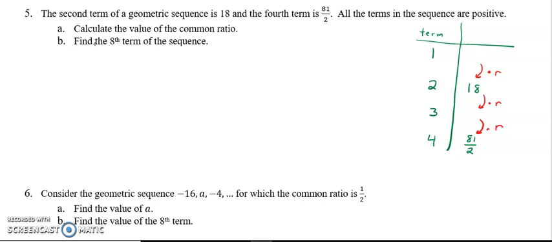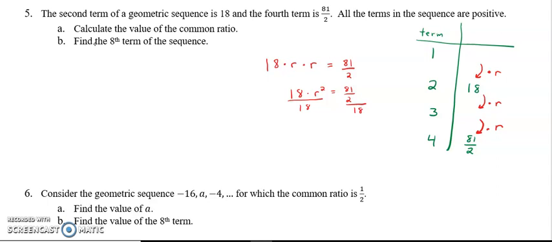So if I know how many terms it is from the second term to the fourth term, that's 2 terms, that means I had to multiply by this common ratio twice to get from 18 to 81 over 2. That helps me solve for the common ratio. So 18 times r times a second r gives me 81 over 2. Or I could write this as 18 times r squared equals 81 over 2.